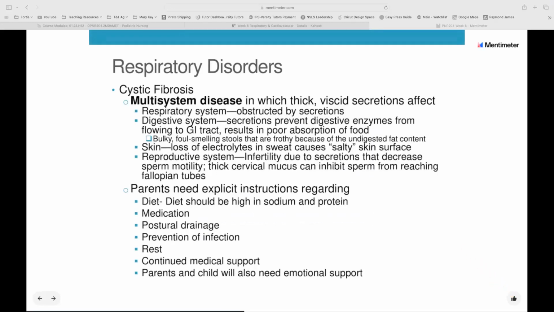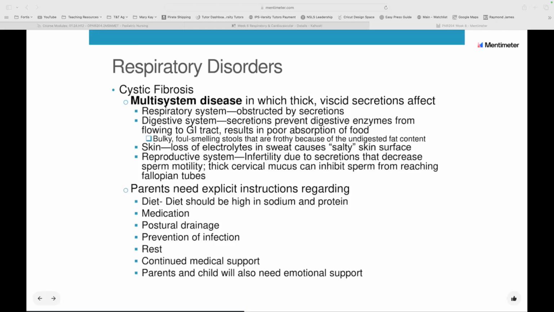So next up is cystic fibrosis. And the important thing to remember about cystic fibrosis is this is a multi-system disease. So it touches a little bit of everything. But the main issue is these thick, really, really viscid secretions. So those secretions obstruct our airways.